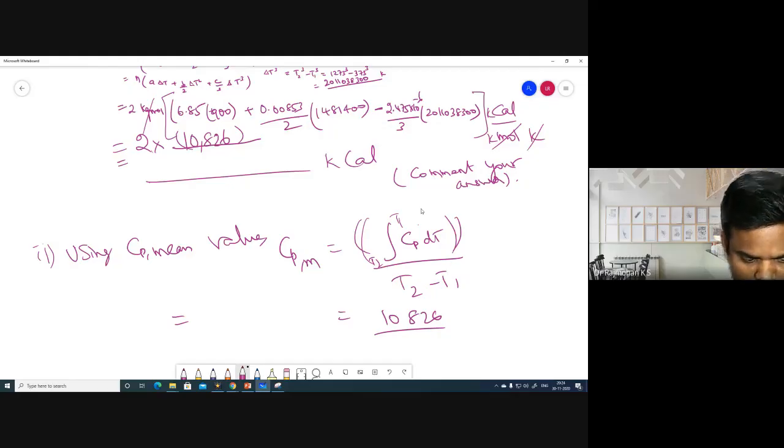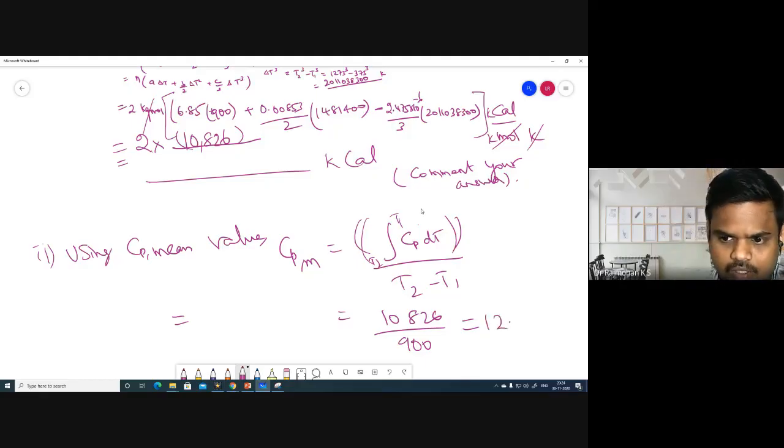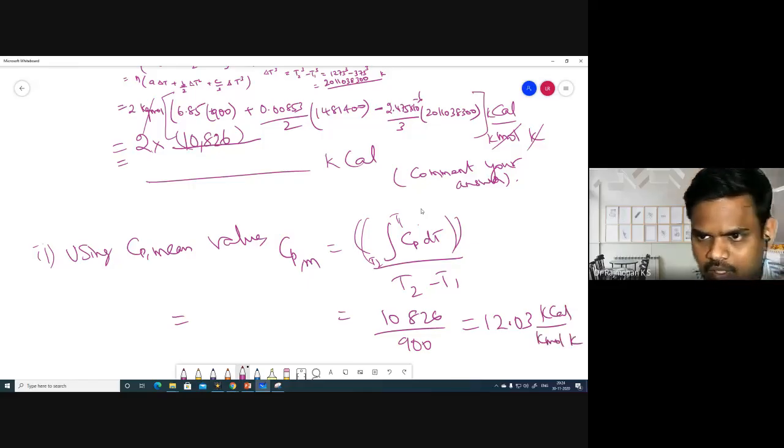What is T2 minus T1? We have 900 degrees Celsius as delta T. So what is the value? Please use your calculator. You will get around 12.03 kilocalorie per kilomole Kelvin.